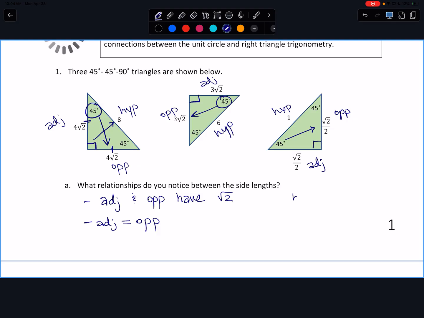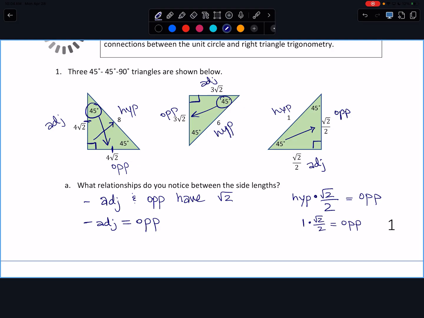The hypotenuse times the square root of 2 over 2 is equal to what? So either opposite or adjacent? Yeah. Okay, I'm just going to write opposite. Are you okay with it? So let's see. If this one's hypotenuse is 1, then that would be 1 times square root of 2 over 2. And that equals opposite.